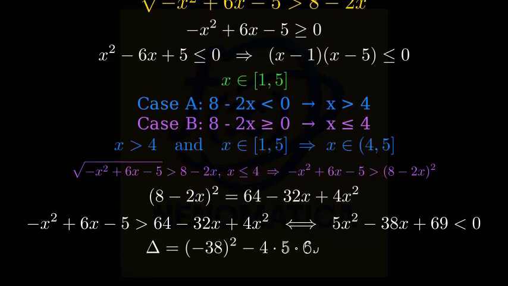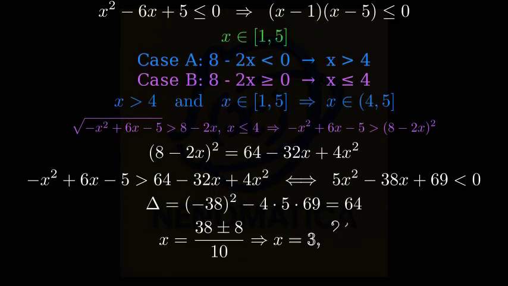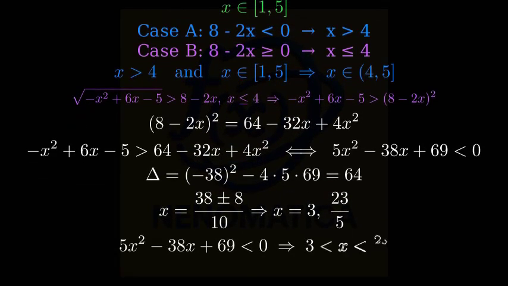Solve the quadratic inequality. The discriminant is 64, so the roots are 3 and 23 over 5. Because the coefficient of x squared is positive, the expression is negative strictly between the roots. Intersect this with x less than or equal to 4, and also with the domain from 1 to 5. We obtain the interval open 3 to closed 4.